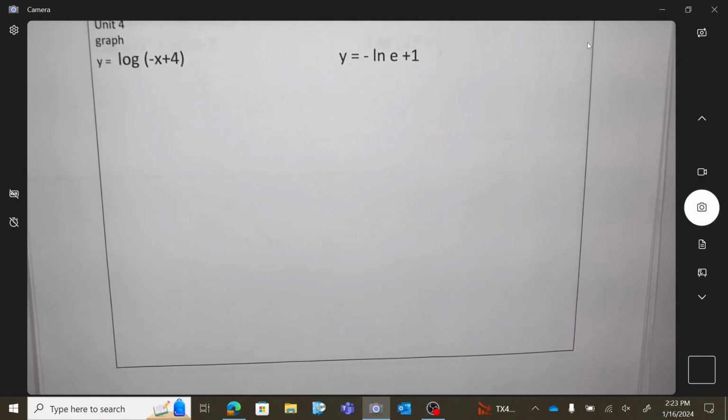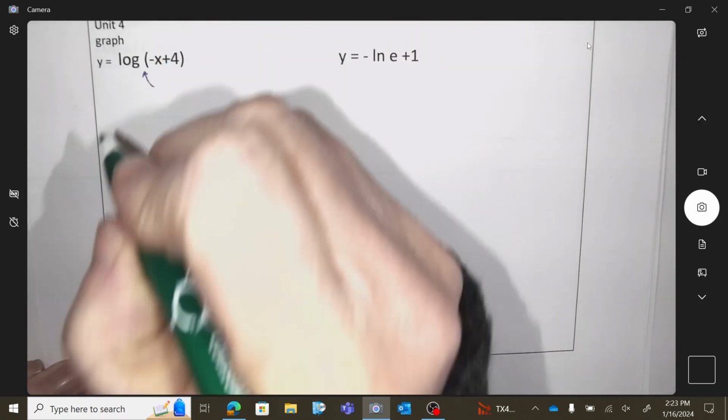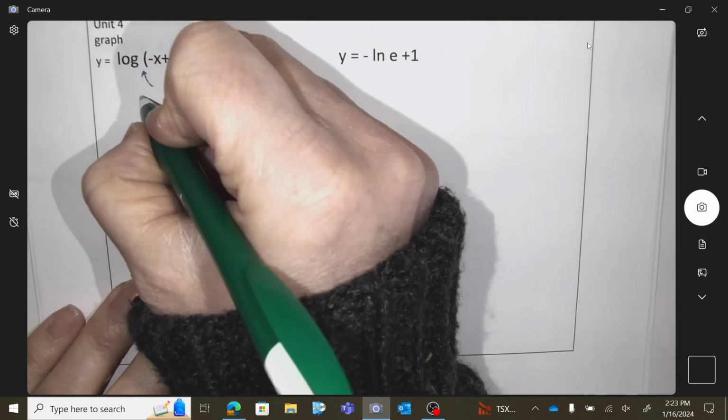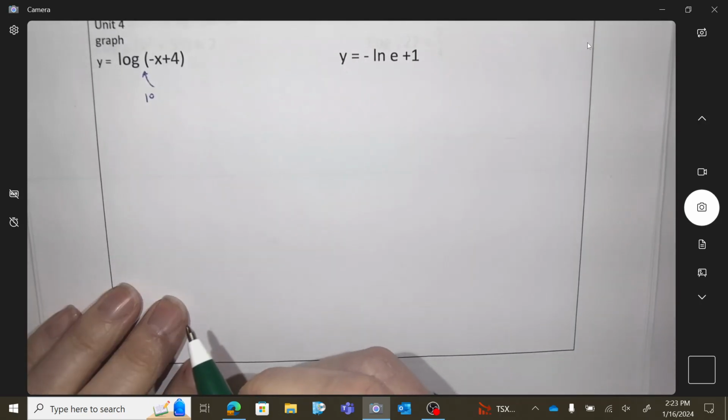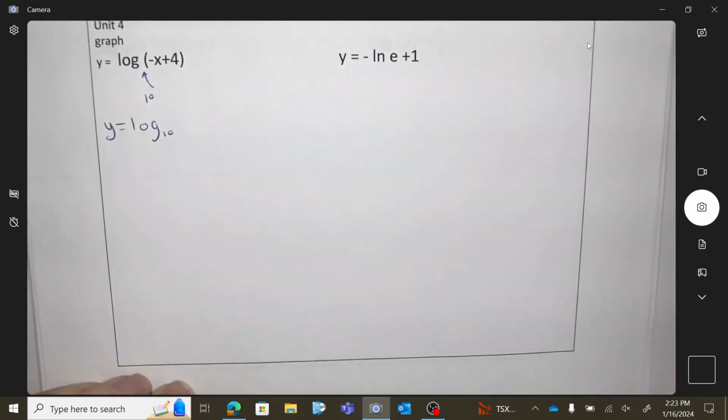Okay, logs. On this question, there's no little baby base number. So what is actually there if there's nothing present? There's really a 10. Okay, so if I really want to think about it, 10 is the base, and it's not written how it should be.